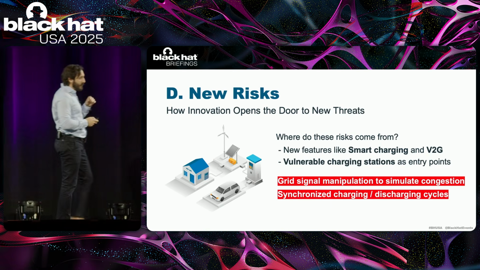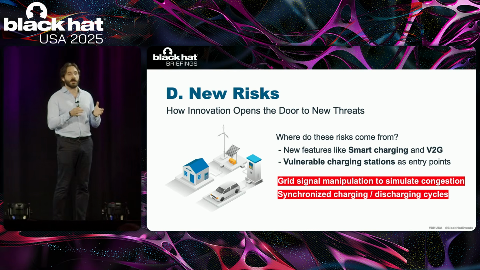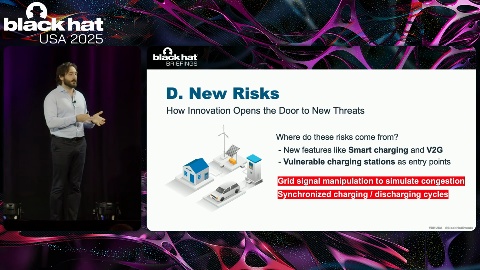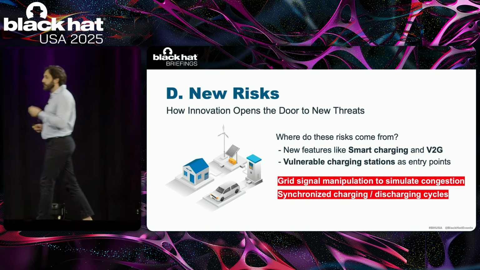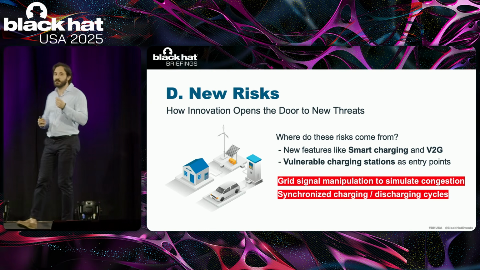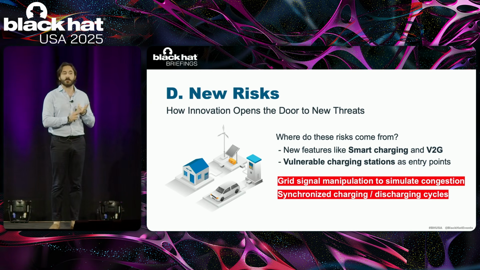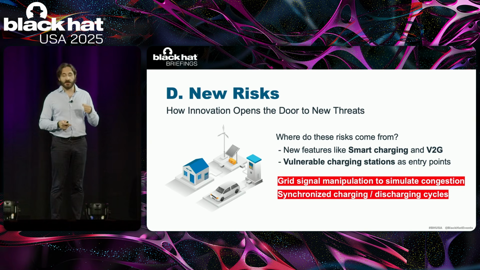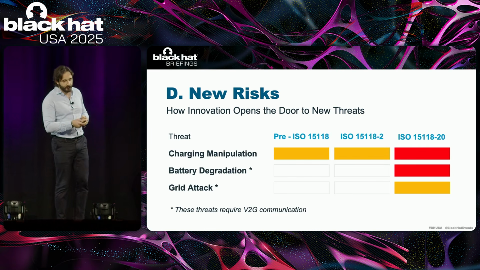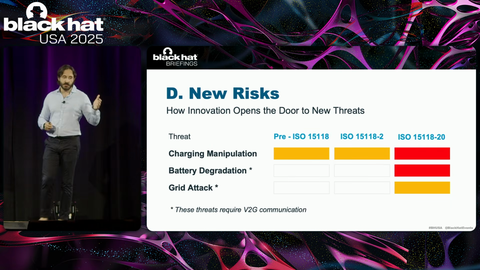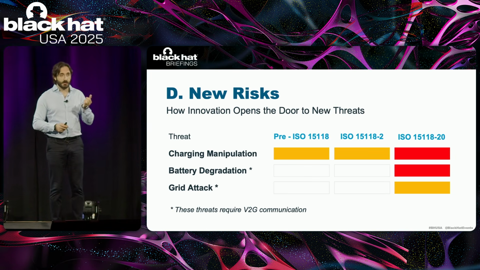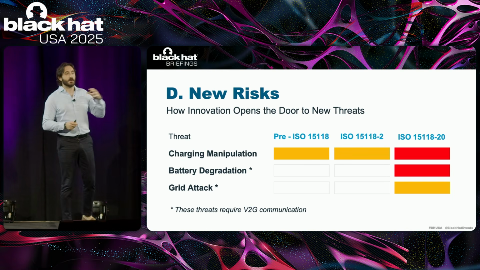And there is now a fourth and last category of risk that we have to analyze, the new risks. So this means that these risks were not there before the introduction of the standard. And these risks are unintended consequences of the standard innovation, smart charging and vehicle-to-grid communication. Why do we talk about these functionalities as attack vectors? It is because, again, the charging station is left vulnerable to compromise. So let's take into account the first risk, charging manipulation. Charging manipulation means that a malicious user will try to charge his vehicle at someone else's expense.